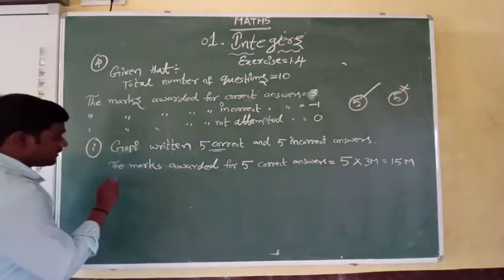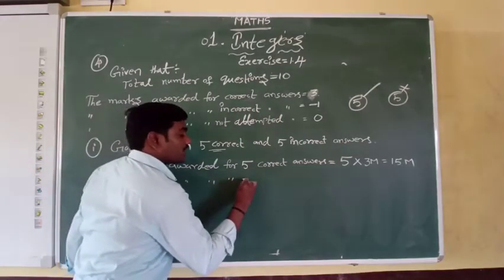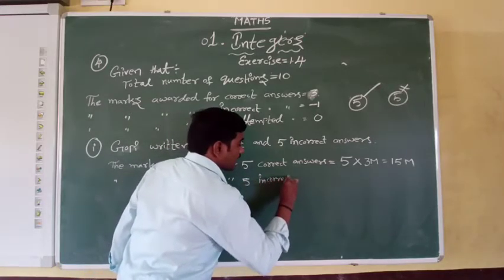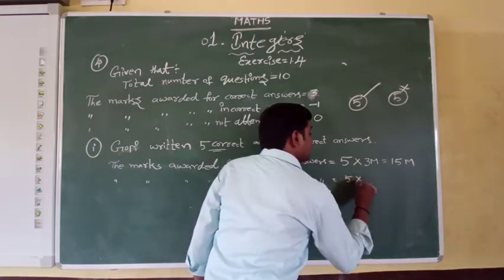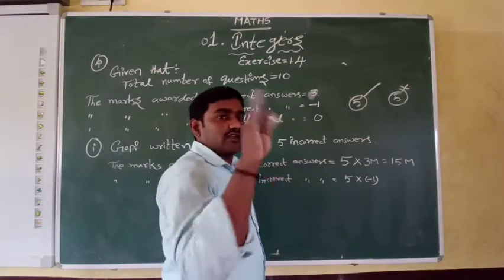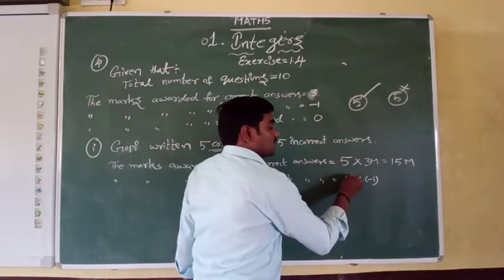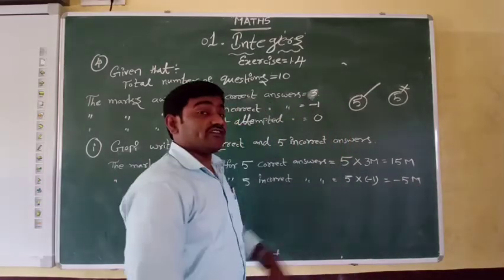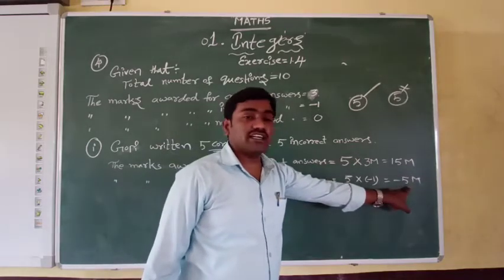Let us see the marks awarded for 5 incorrect answers. So 5 into, for every incorrect answer there is a minus 1 mark. They will deduct 1 mark. If it is a wrong answer, they will cut the 1 mark. So how many marks will they cut now? 5 into minus 1, that equals minus 5 marks they will cut. Actually you should get 15 marks, but due to attempting incorrect answers, they are deducting 5 marks here.